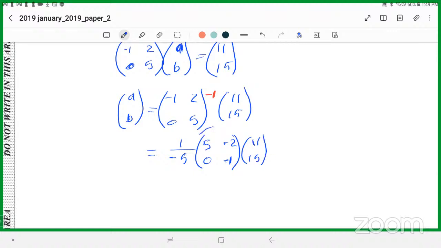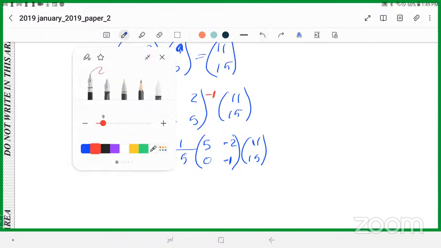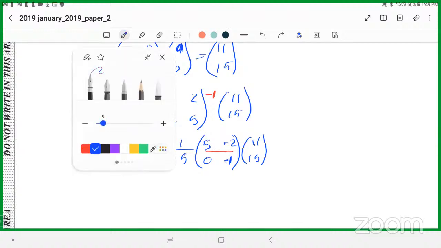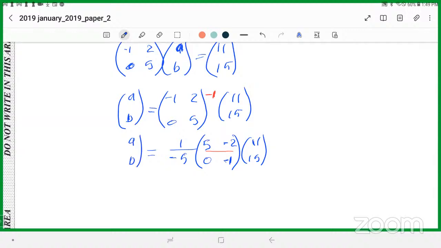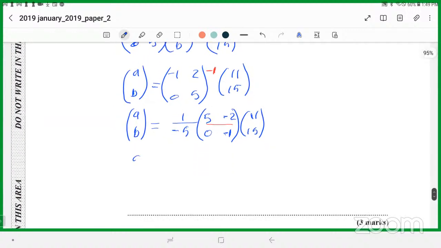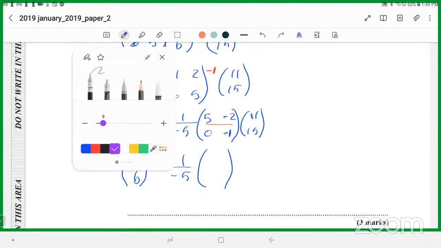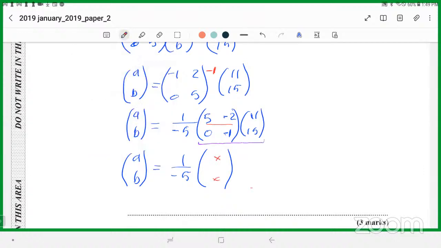And what you normally do is do this calculation first, leave the fraction for last. So I'm going to do this calculation now by multiplying the 2 rows of this matrix by the 1 column. Leave the fraction for last. So this is going to become, and this is still AB, AB then becomes 1 over -5 times a matrix. That's what this is going to work out to. I'm doing this calculation first. Let's show the steps now.